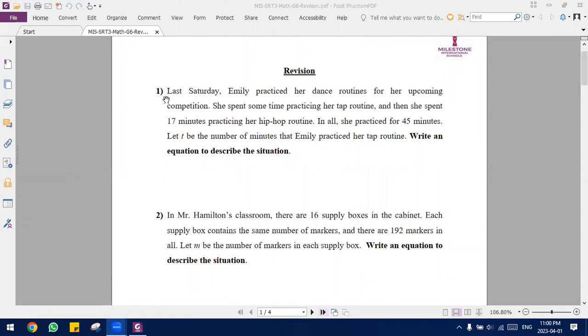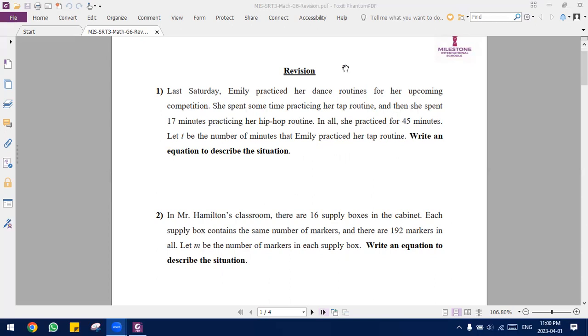So the first question says that last Saturday, Emily practiced her dance routines for the upcoming competition. She spent some time practicing her tap routine. This is the first type. And then she spent 17 minutes practicing her hip hop routine. So we have two different types. In all, she practiced for 45 minutes.